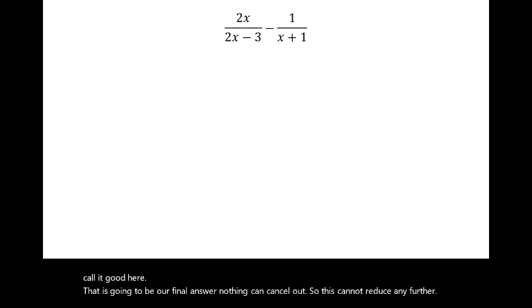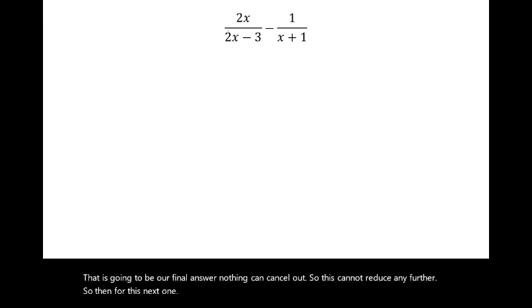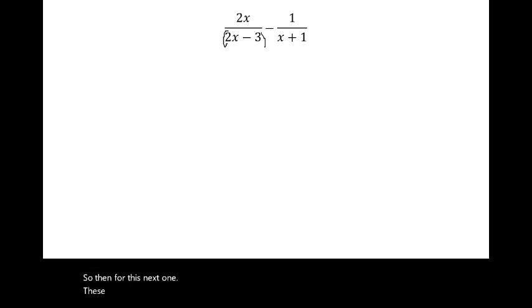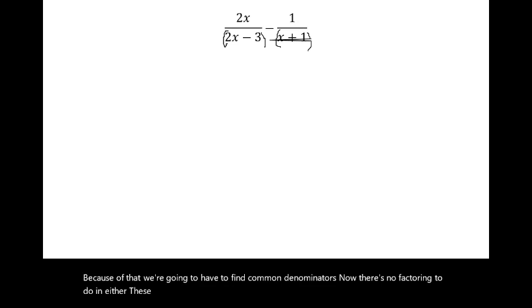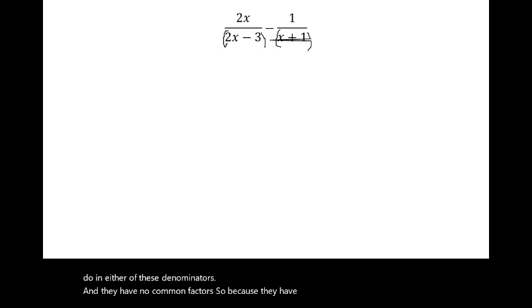So then for this next one, these two denominators are obviously not the same. So because of that, we're going to have to find common denominators. Now, there's no factoring to do in either of these denominators, and they have no common factors. So because they have no common factors, the lowest common denominator is simply going to be their product.